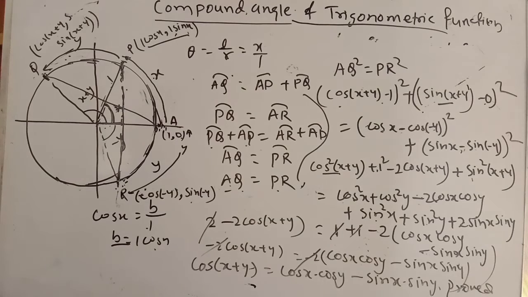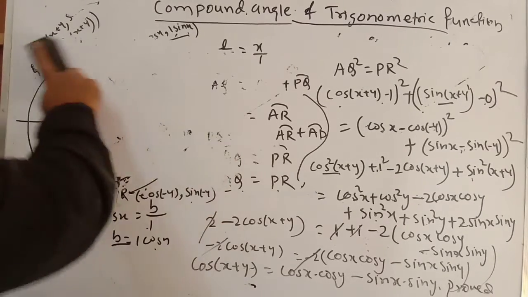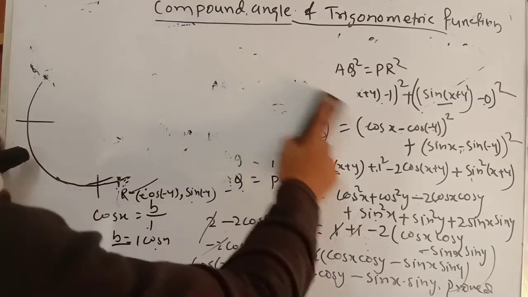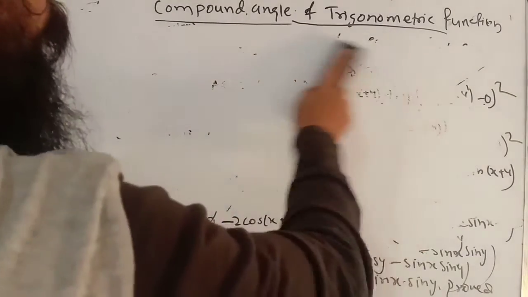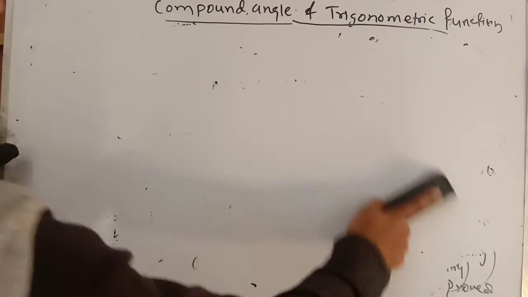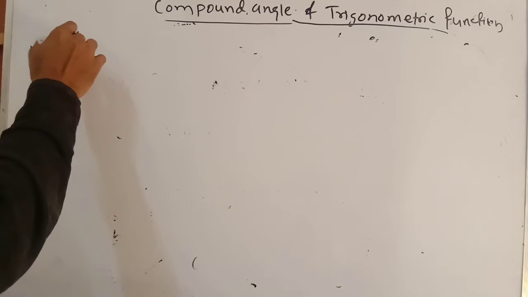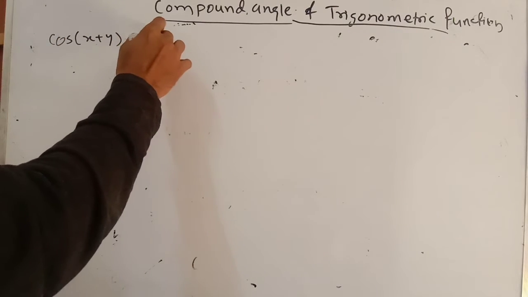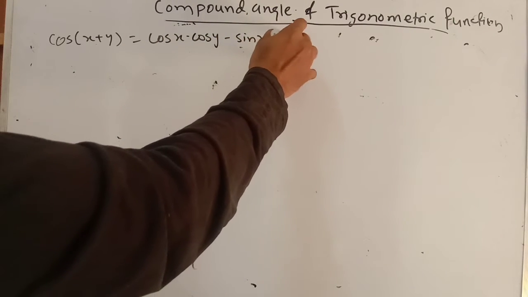Now similarly you can find cos(x minus y), and also sin(x plus y) and sin(x minus y). I am going to show this one later, so please pause the video and try writing it yourself. So now we have cos(x plus y) equal to cos x cos y minus sin x sin y.